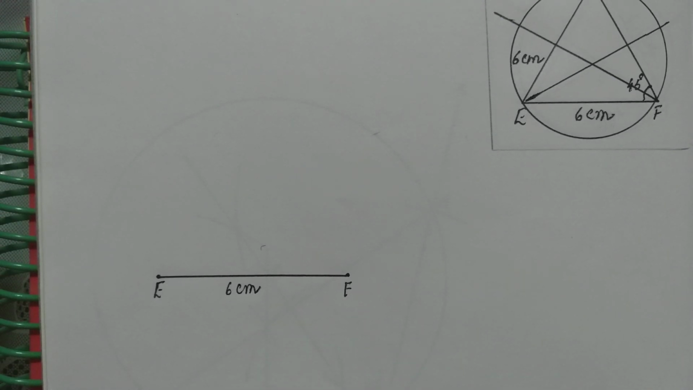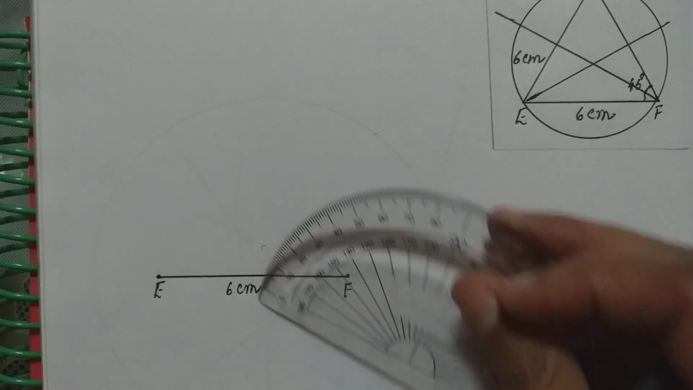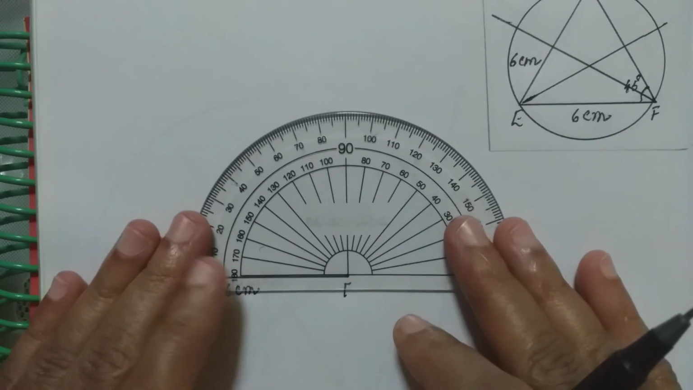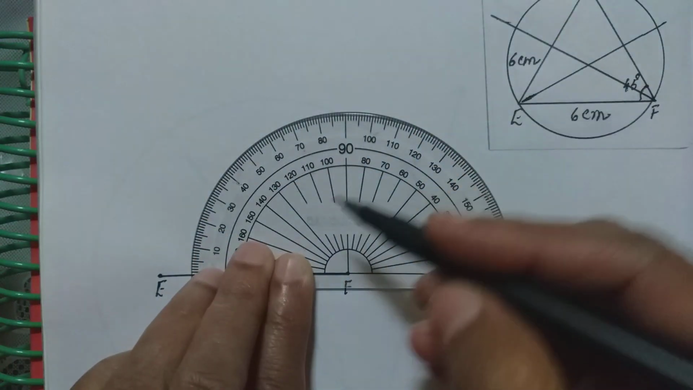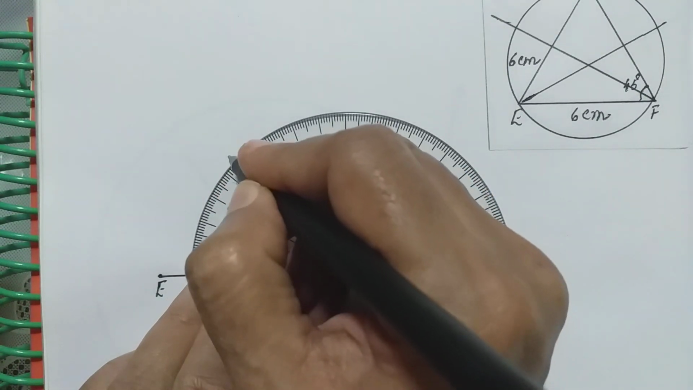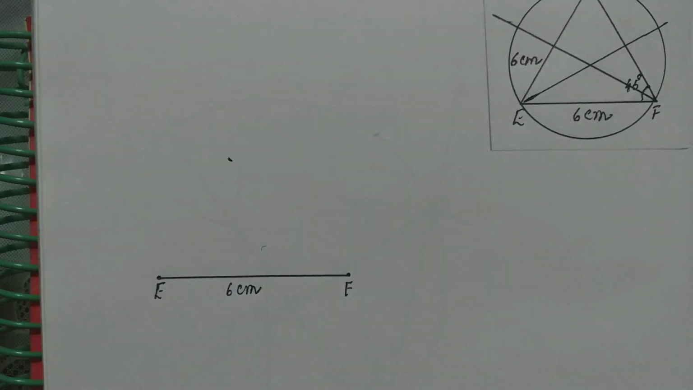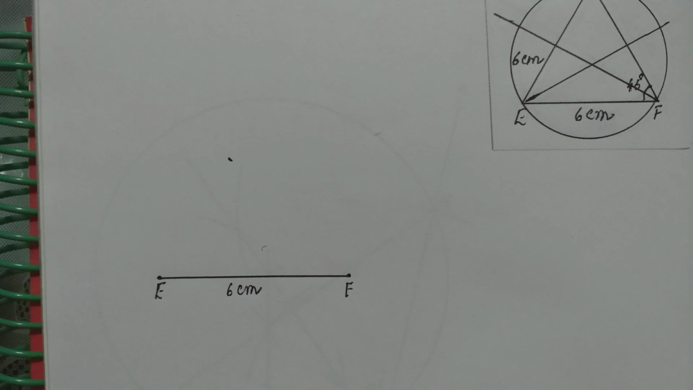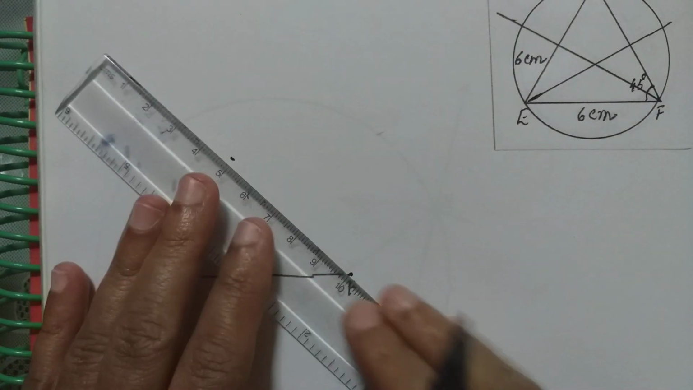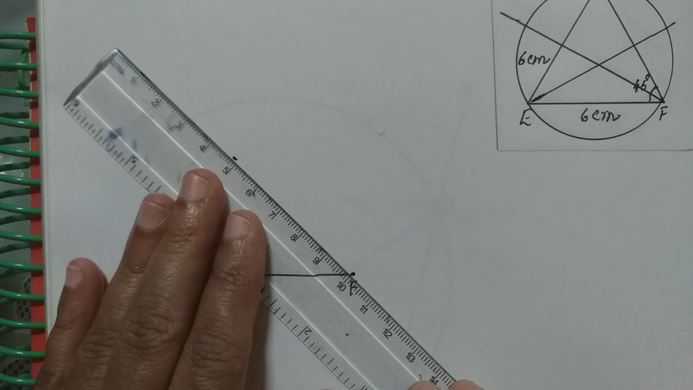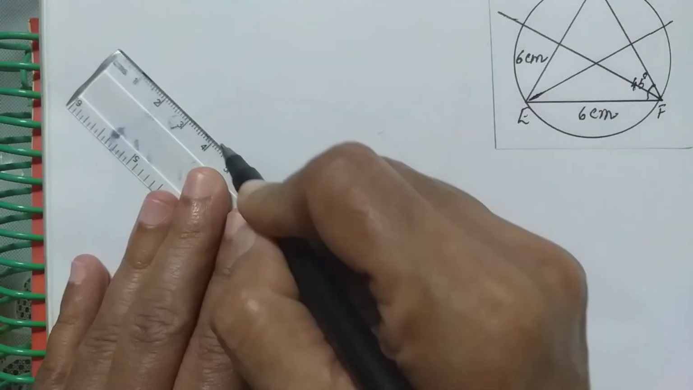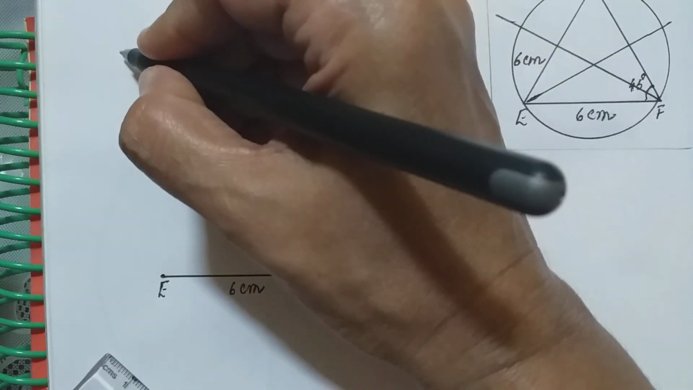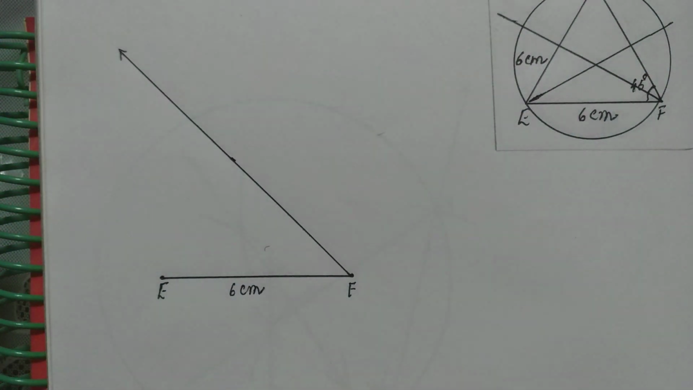Okay. Now we have angle F as 45 degrees. Look at the rough figure. Angle F is 45 degrees. We are keeping the protractor at point F, measuring 45 degrees, that is between 40 and 50. The middle position is 45 degree. Then we draw a ray passing from F. We draw a ray passing from F through this point. Okay, so this is done.